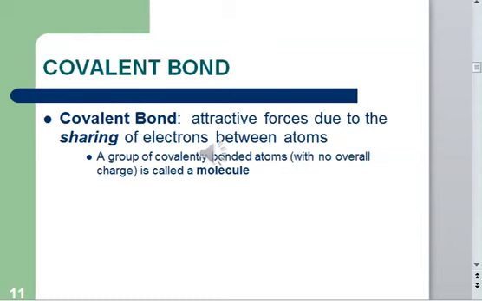Right? So how can we define a covalent bond? A covalent bond is the force of attraction due to sharing of electrons between the atoms. So the group of covalently bonded atoms will have no charge at all. In an ionic bond, there is a positive charge on the atom that lost the electrons, and a negative charge on the atom that gained the electrons. But in the case of a covalent bond, there is no overall charge. So that's why covalent compounds are called molecules.